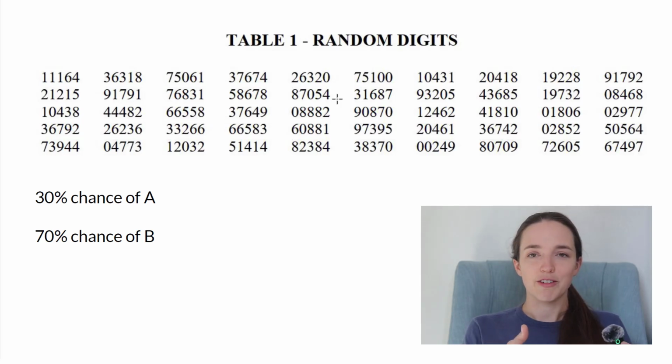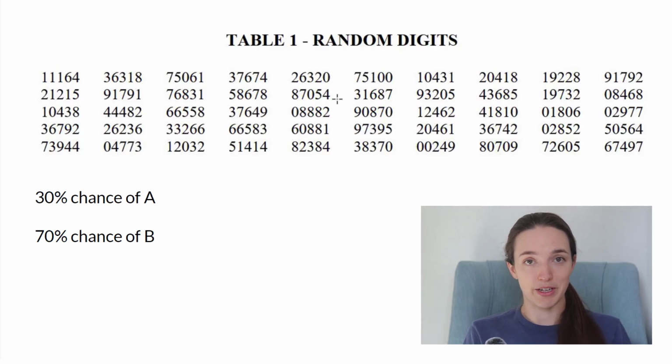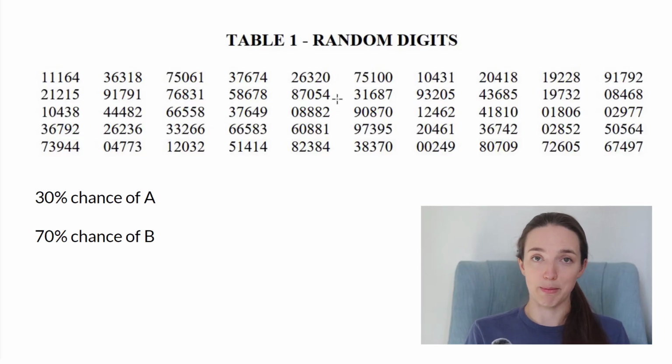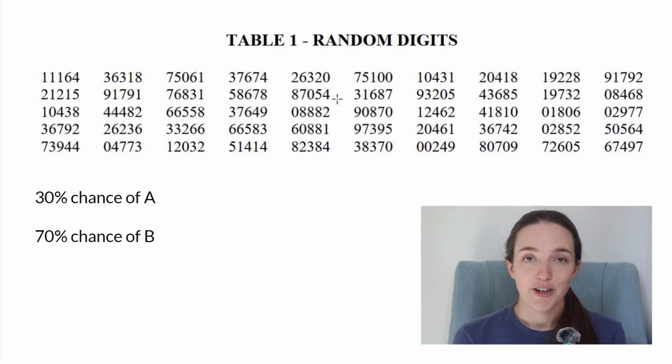Quite often, the random digit table is split up into columns, and there's no reason for that other than making it easier to read. So here's how we use a random digit table. Let's say we have two different outcomes, A and B. There's a 30% chance of A happening, 70% chance of B happening. What we need to do is assign digits to represent A and B. For this example, I'm going to look at one digit at a time.